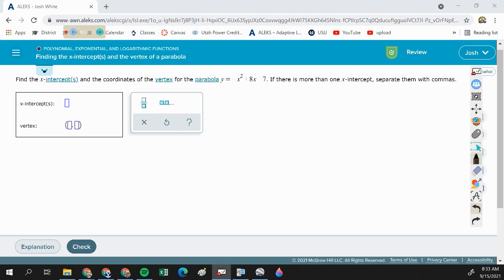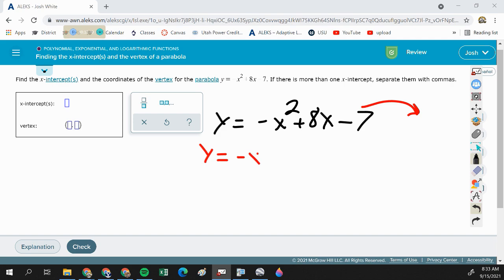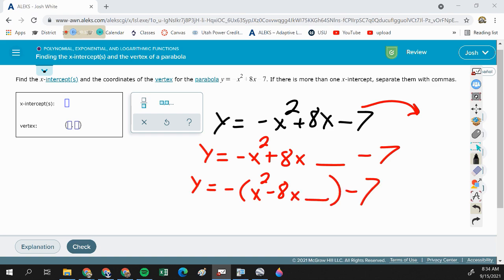Here we need to find the vertex and the x-intercepts. So let's complete the square. I need to bump that out of the way. Leave a space. What should I do next? Pull out the negative. Notice I did not take the negative out of the -7.